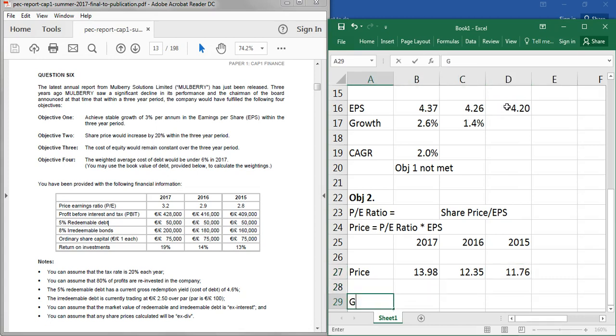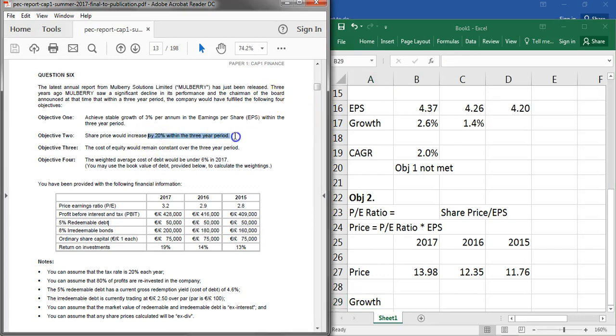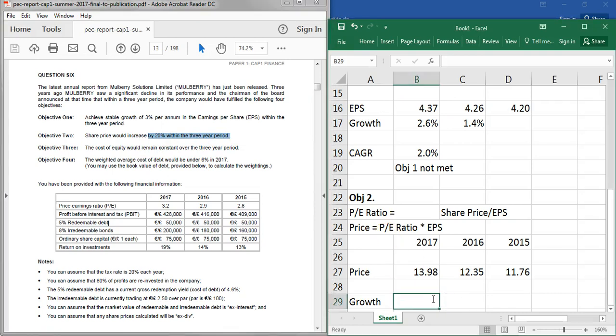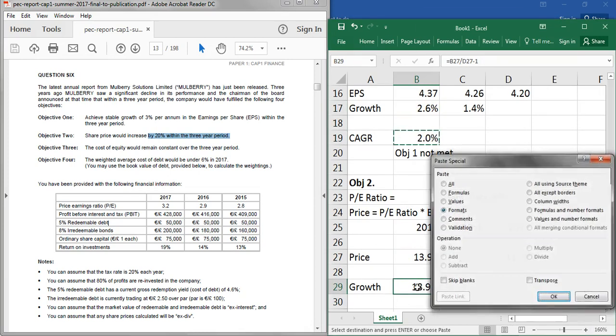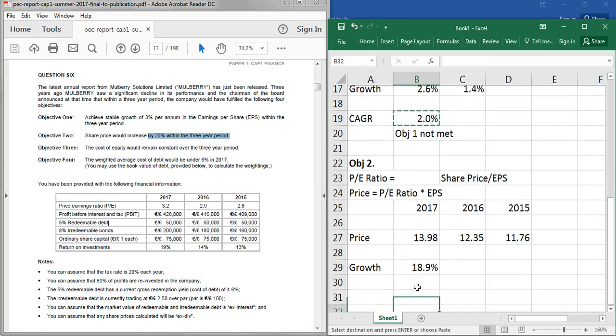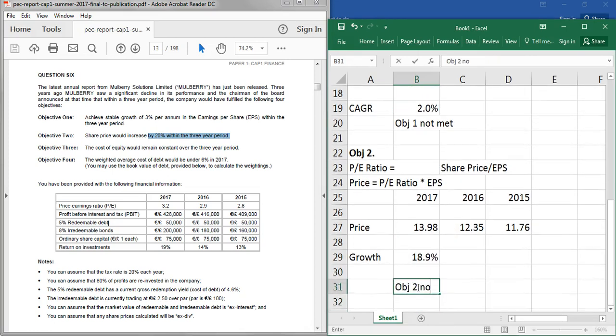So the growth, what we're interested in is the growth over the full period. We're not saying per annum. Increased by 20% within the 3-year period. So we say this year's divided by the starting point, because we want it over the period, not each year, minus 1. So it's grown by about, and I'll just round it here to be presented neatly, 18.9%. So objective 2 not met, because it hasn't grown by 20%, it's only grown by 18.9.